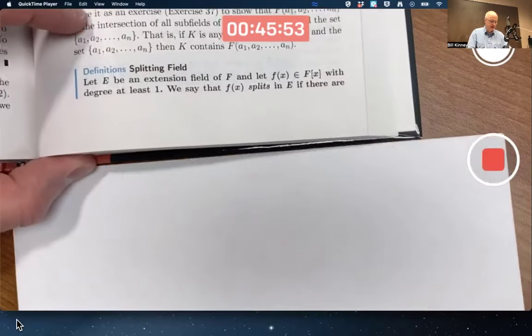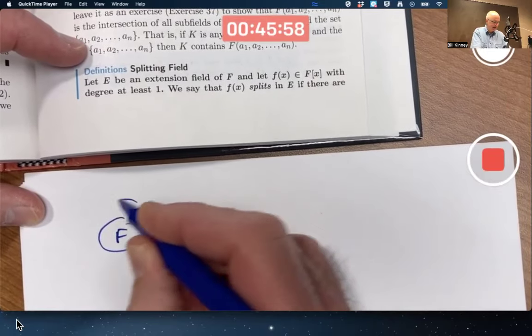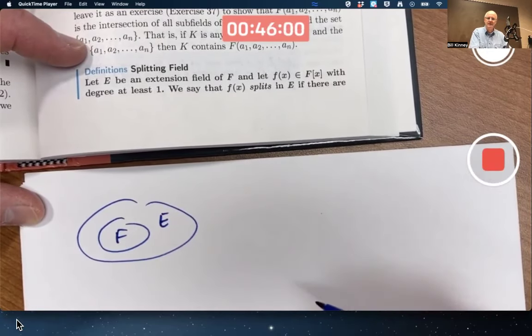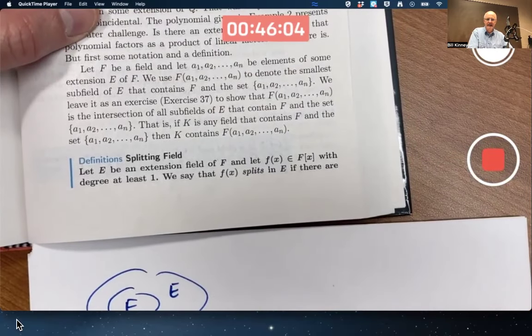So we'll start to draw a picture here. F is the smaller field. E is the bigger field, the extension field. These A's are all in E. That doesn't exclude some of them possibly being in F.